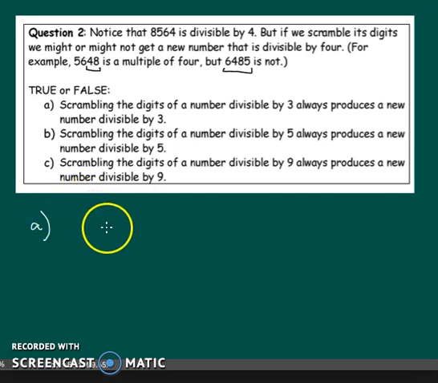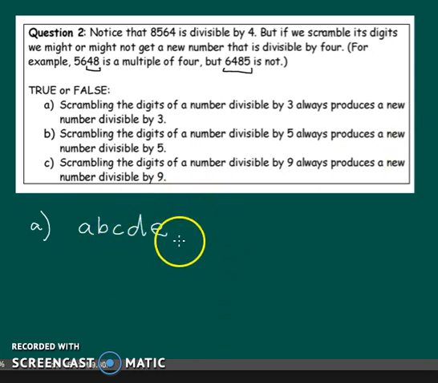So for a number that is divisible by 3, will scrambling it produce another number that's divisible by 3? Well, what's the rule for checking if a number is divisible by 3? We add all the digits together. So say a number looks like this, and say that all these letters represent different digits. So we have A, B, C, D, E.